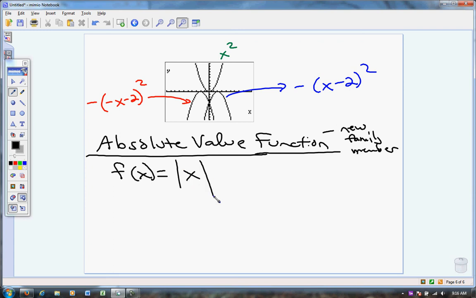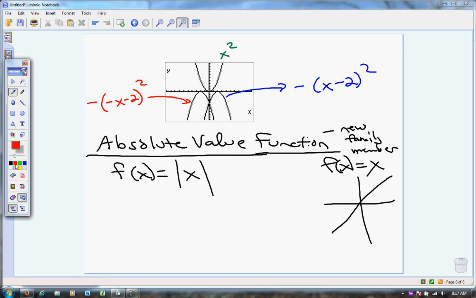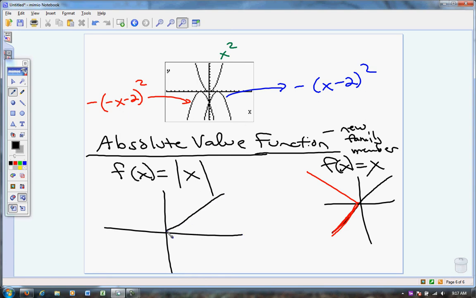Well, remember what absolute value says. It says that whatever you take the absolute value of, it's always positive. Well, what does f of x equals x look like? Isn't it this? Well, what happens with the absolute value function is this part right here. Aren't those all negative function values? Well, if I have absolute value, they can't be negative, so this gets reflected across like that. The absolute value function is the V. The parent graph of the absolute value function is this.